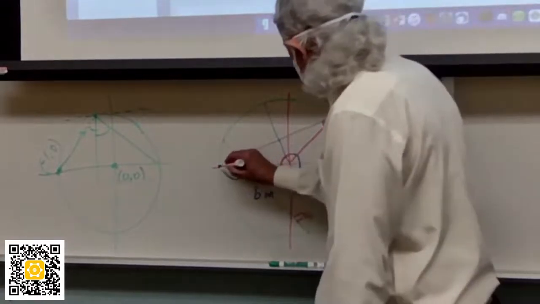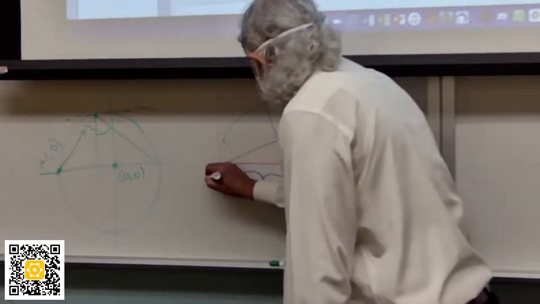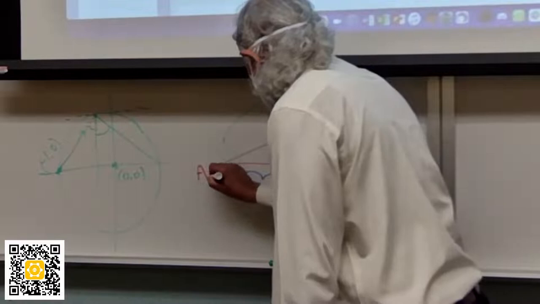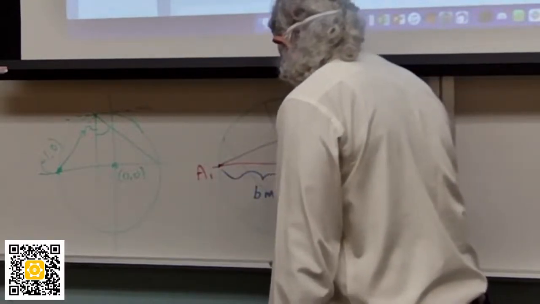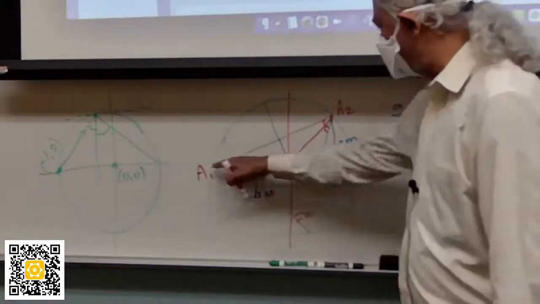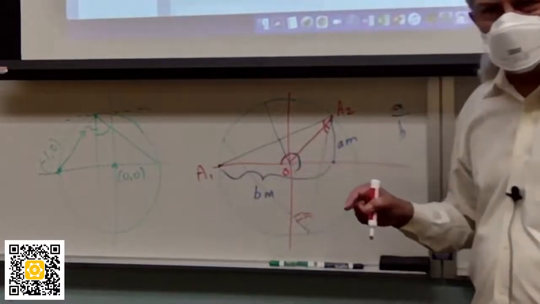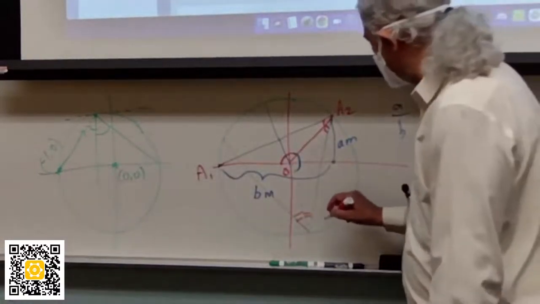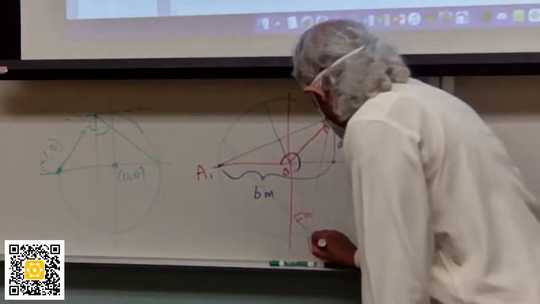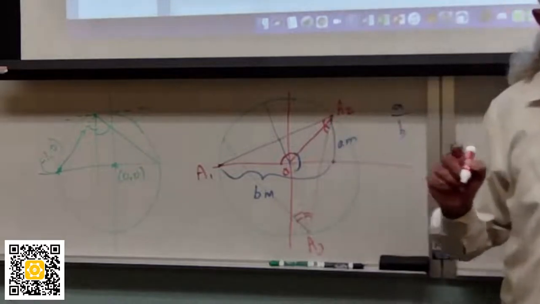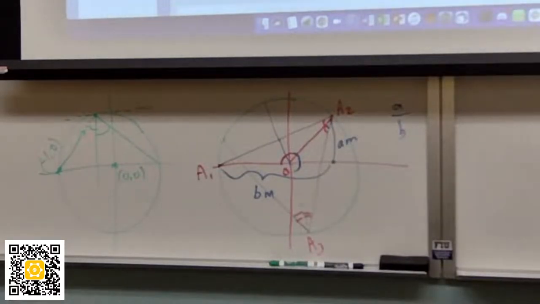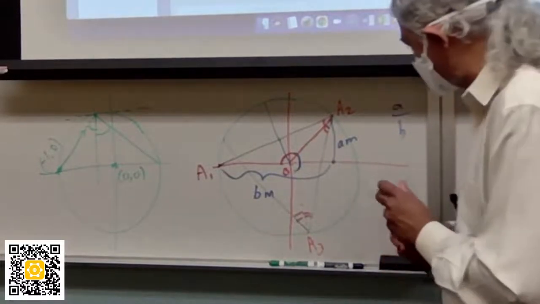So you can see here that this triangle here, let's call this A1, A2, and the center is O. If I take this triangle A1, A2, O, it has to be identical to A2, A3, O. And therefore, the chord lengths must be the same. Okay? So this is one important thing that we need to realize.